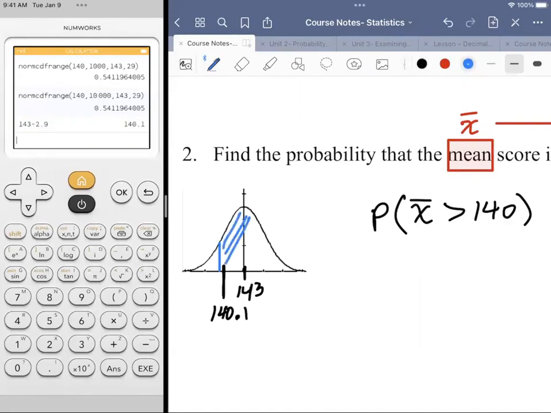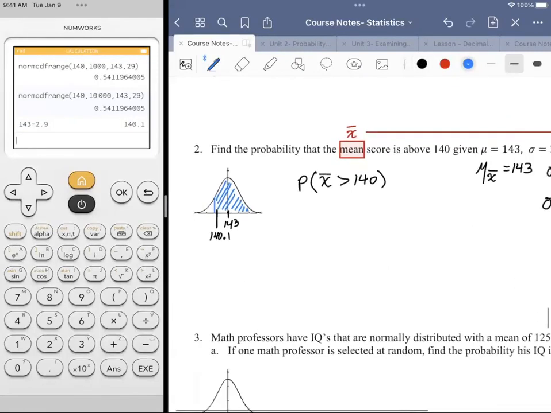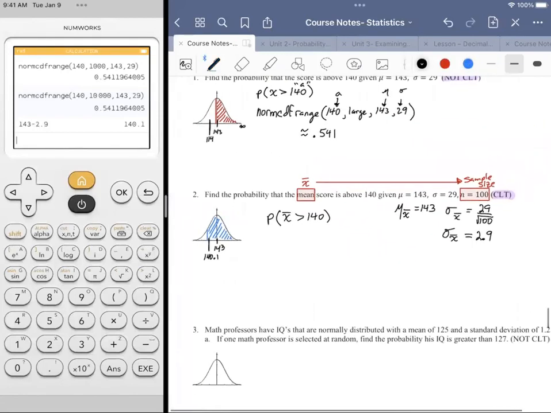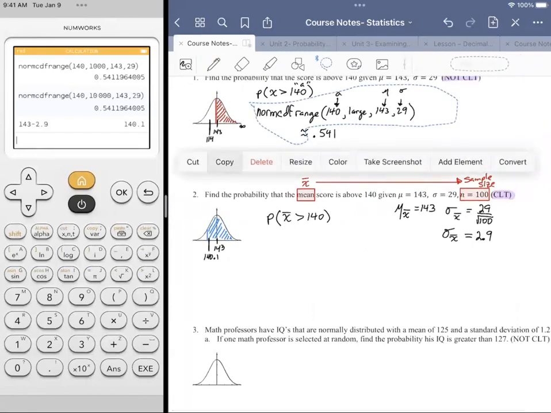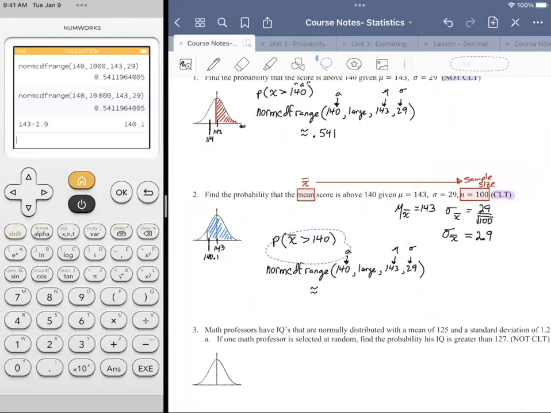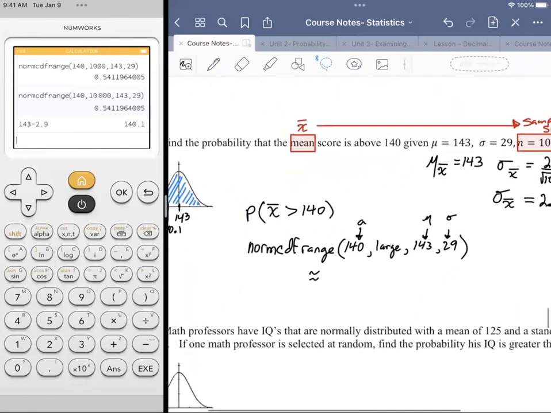But now I want this area. A lot of the numbers are the same here, but I definitely have more of the graph accounted for. So norm CDF range, and in fact, it's really just all this stuff again, except it's mu sub x bar and sigma sub x bar, and it's not 29 anymore. Now it's 2.9.